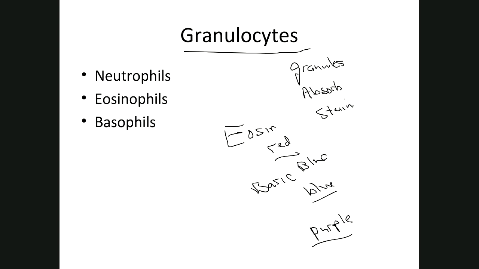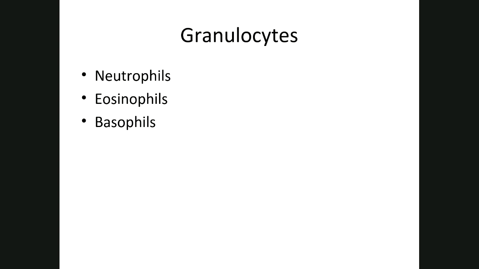So we have 3 different types of granulocytes. And look at their names. The name ends in the word phil. Phil means to love. So in other words, they love something. And what they love are those stains.